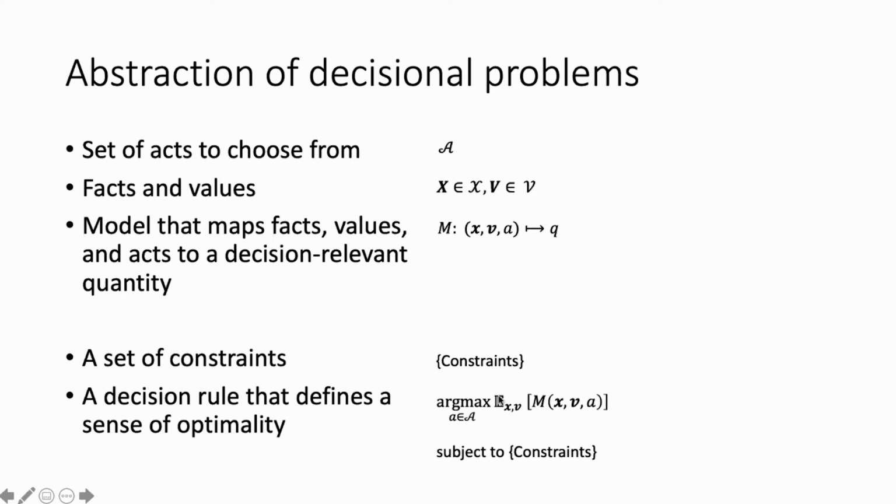We are going to use a decision rule that defines, in some sense, which of the acts is optimal. Often we use an expectation that says average over all the facts and all the values of the model for each one of the acts that we have available, and then pick the act in the set of available acts that maximizes this expectation, that maximizes this averaging.